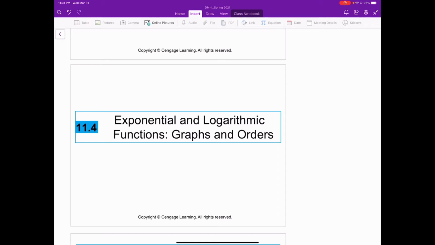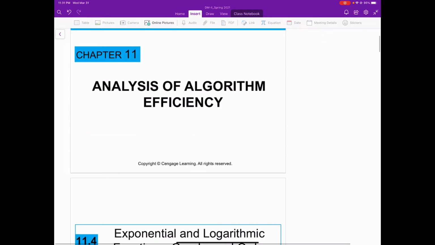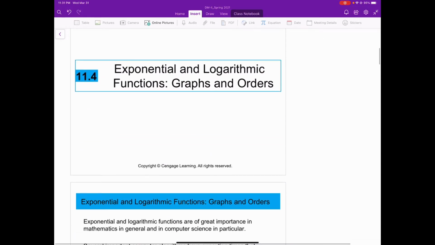Hello, today we are moving to section 11.4. Section 11.4 is exponential and logarithmic functions. Here we are going to talk about graphs and orders associated with them. This is chapter 11, analysis of algorithm efficiency.